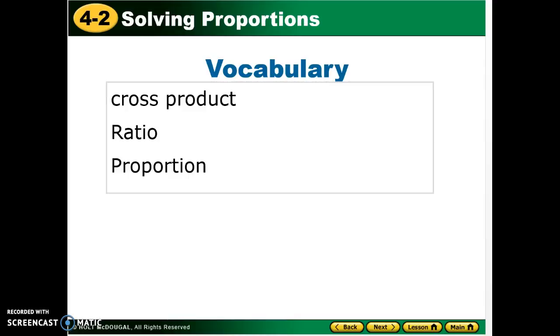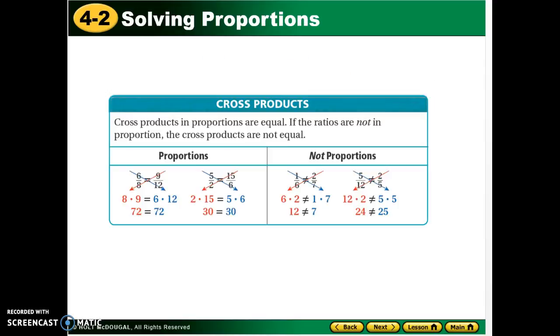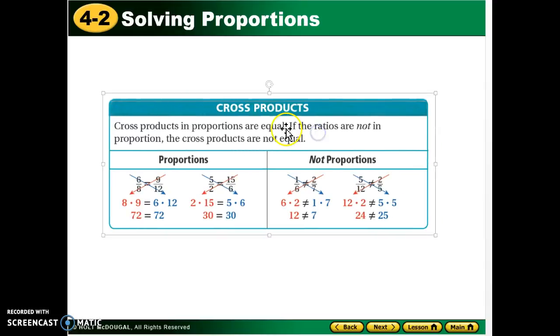Let's see what we have here. First off, what is a cross product? Well, a cross product is when you have a proportion. These are equivalent fractions or equivalent ratios. We now know that they're ratios. We can cross multiply and their products should be equal. If they're equal, that means they're proportional. If they're not equal, then they're not proportional. And this is just how we can tell if two ratios are in proportion.